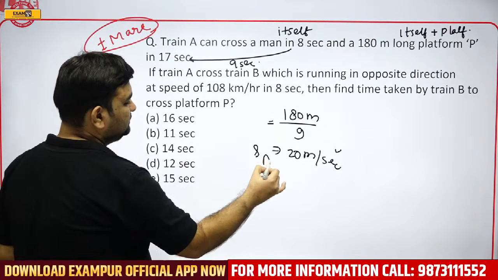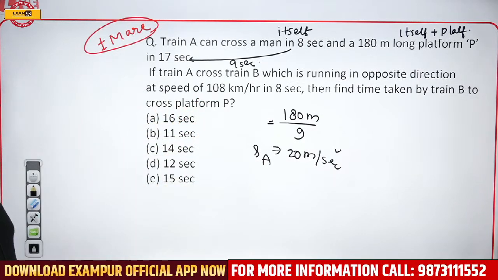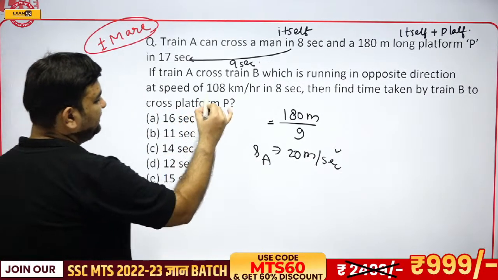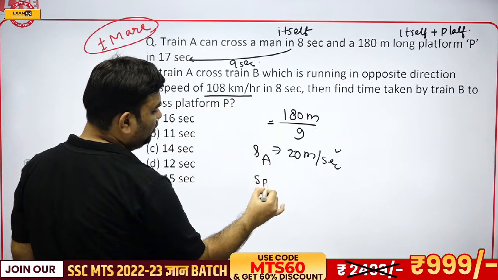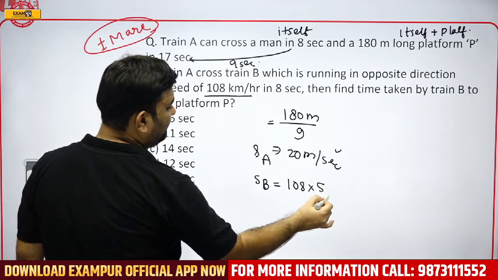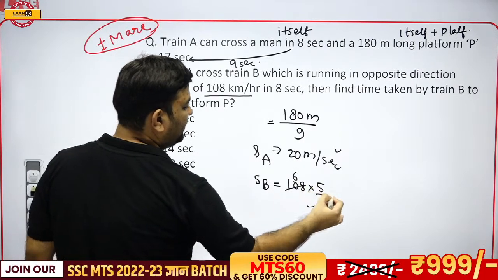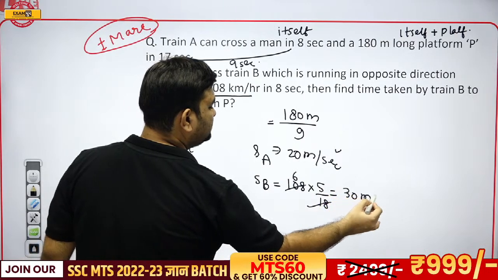Train A crosses train B, which is running in the opposite direction. Its speed is given in kilometers per hour. Better convert into meters per second. 30 meters per second.